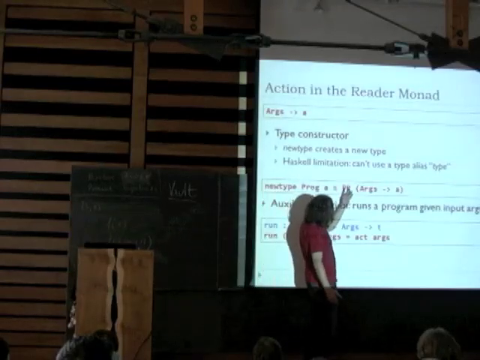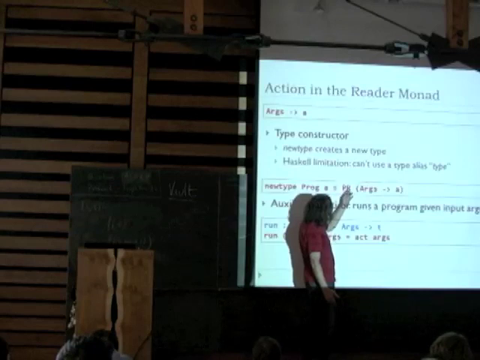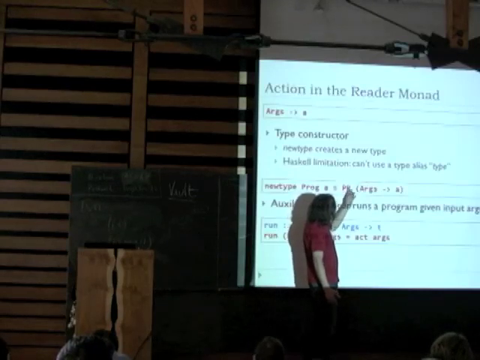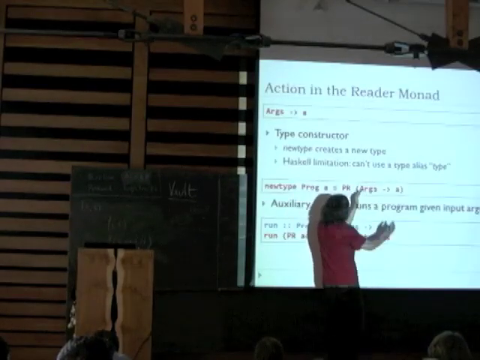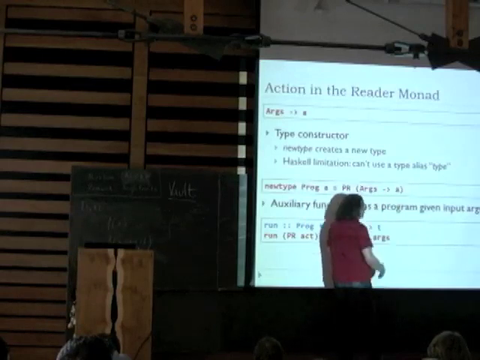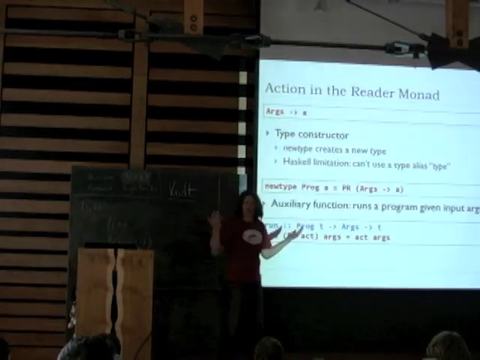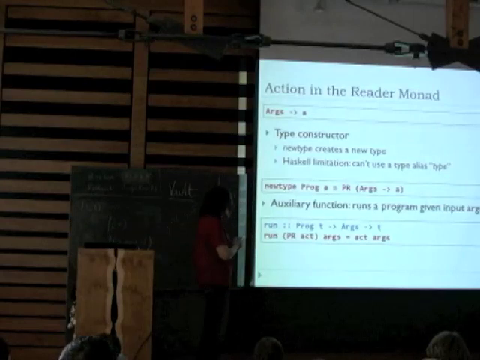And this is a type constructor that I call PR, that takes an action. So it takes a function, right? A type constructor can take an arbitrary type. And in this case, it takes an action.